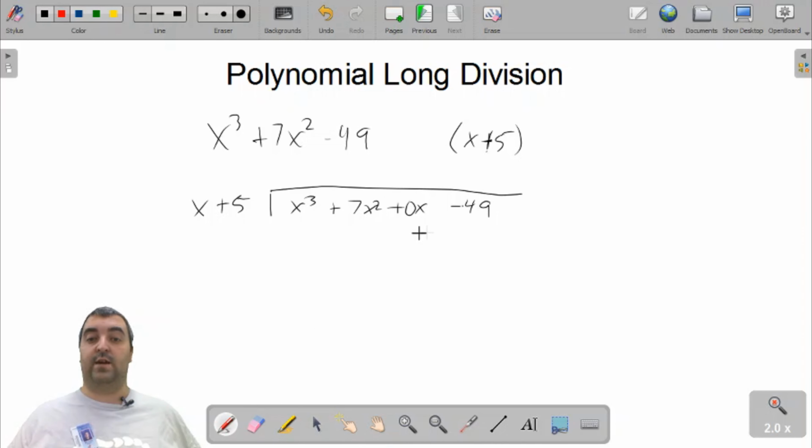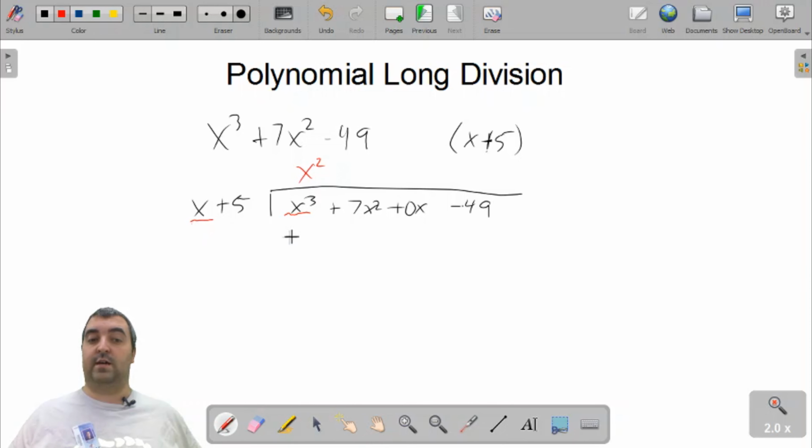All right, so now the way polynomial long division works is you always look at the leading terms. So you want to think, what do I need to multiply x by to get x cubed? And hopefully you say x squared. Now, just like in number long division, the next thing you would do is take this and multiply it by the divisor. Here we just have two terms, so we make sure we multiply both.